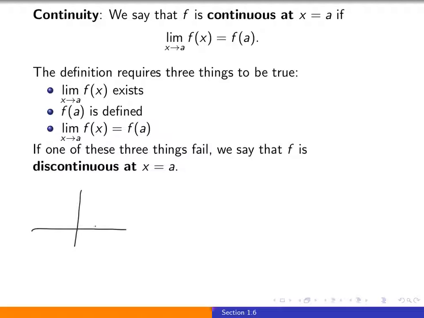For example, at a, we could have that the function value is defined there, but the limit does not exist. In each of these graphs, f of x is going to be the graph. So in this case, the limit as x approaches a of f of x does not exist. The reason the limit does not exist is we're getting one thing to the left of a and a second thing to the right of a.